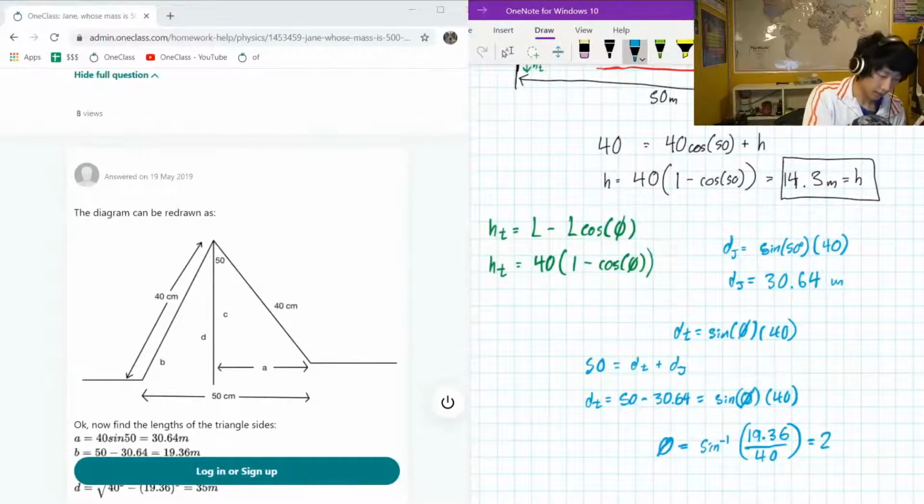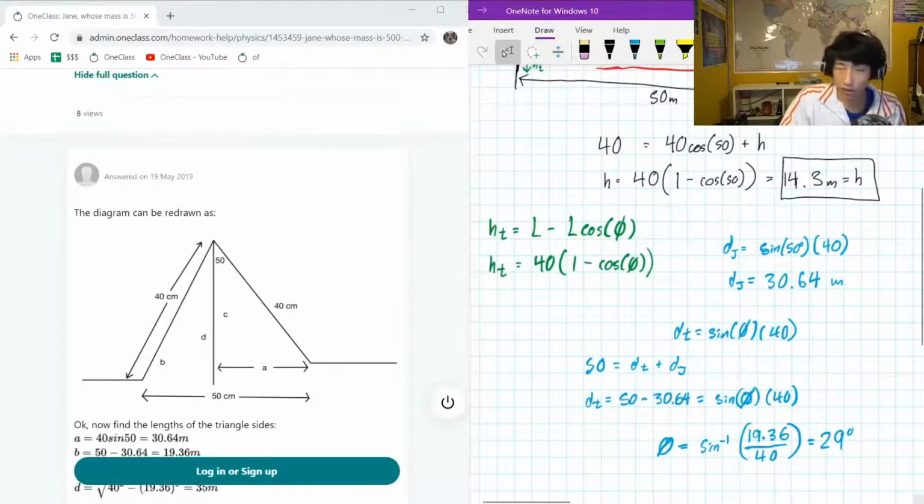Oh, I have the distance, but I need the angle. So I need to inverse sine that. Oh yeah, it is 28 degrees, or 29 degrees, just to round it. Okay, so let's put these onto our diagram.